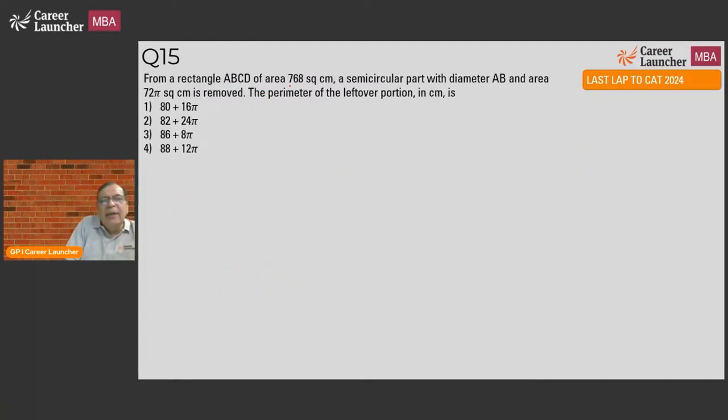From a rectangle ABCD, area 768 square centimeter, a semicircular part with diameter AB and area 72 pi is removed. What is the perimeter of the leftover portion? Okay, so we have a rectangle ABCD with diameter AB, okay, A, B, C, D. So this is removed. And what is the area of this? The area of this is 72 pi. Okay. The perimeter of the leftover portion.